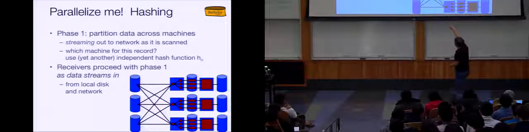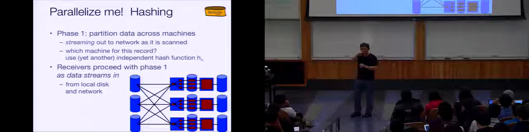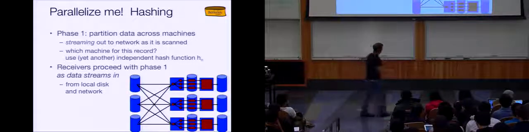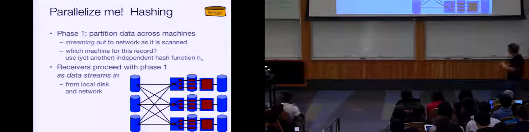So every node reads its data, decides which machine to send it to based on the hash, and sends the tuple in streaming I/O fashion over the network to the right machine. So every machine is talking to every other machine. It's called shuffle sometimes in the MapReduce literature, right?